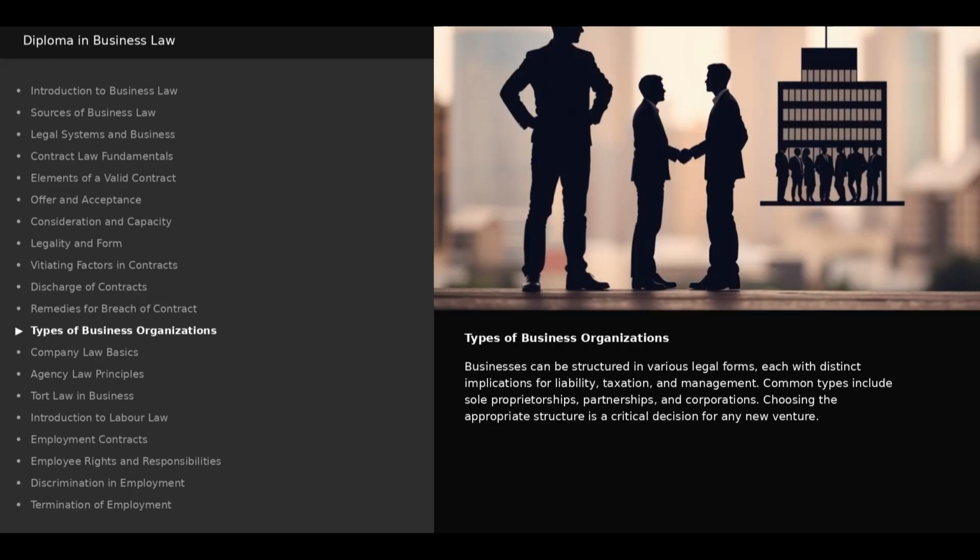Types of business organizations. Businesses can be structured in various legal forms, each with distinct implications for liability, taxation, and management. Common types include sole proprietorships, partnerships, and corporations. Choosing the appropriate structure is a critical decision for any new venture.